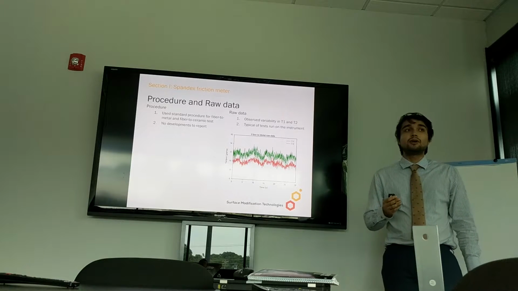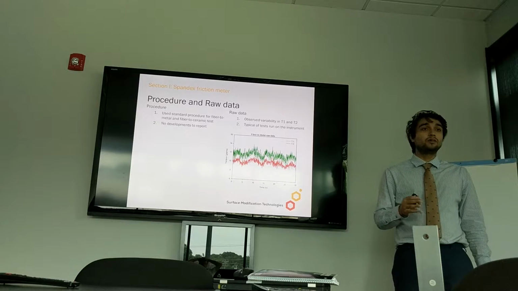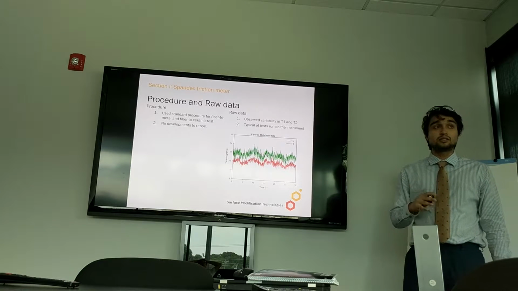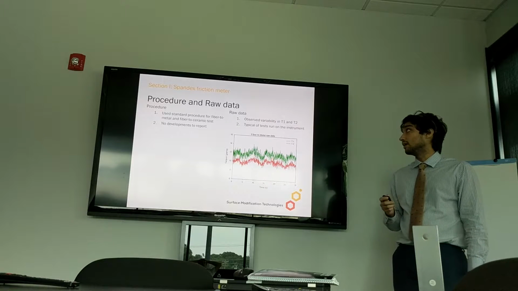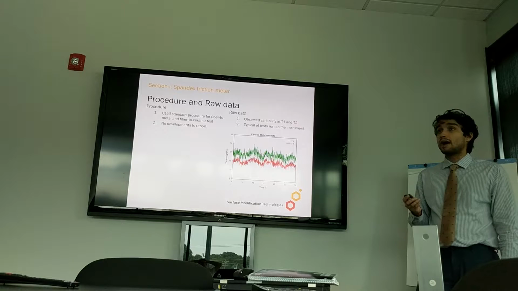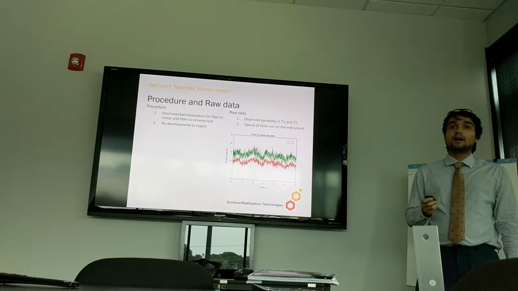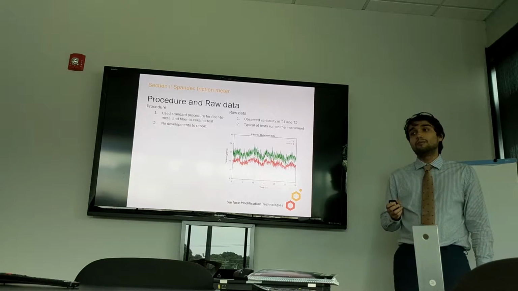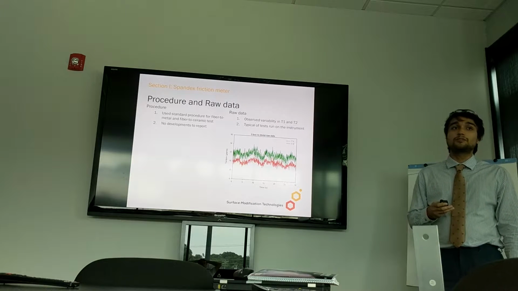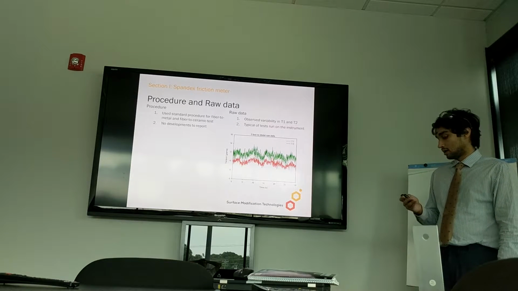So since the standard operating procedure was used throughout the study, the raw data for the study consists of very typical looking diagrams, and it's typical to have high frequency and significant pretension variations throughout any given test for fiber to metal, fiber to ceramic test.